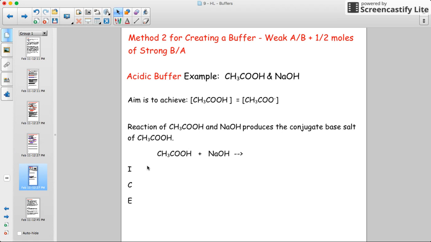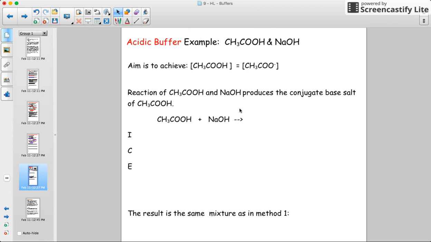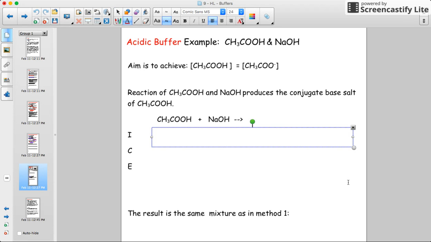So the other way to make the weak acid or base buffer is to start with just the weak species and then add some strong stuff to it. In the end, you're really going to end up with the same idea as before. You're going to end up with a weak species and its conjugate salt. You're just getting there a different way.